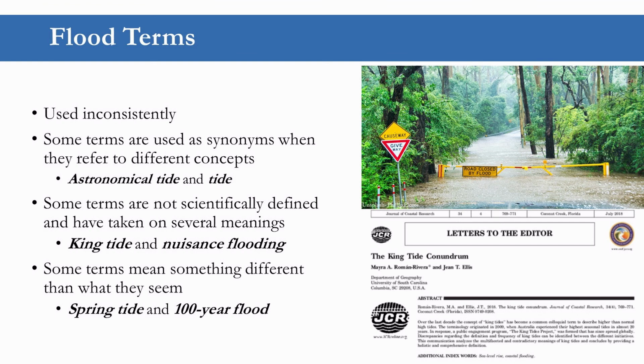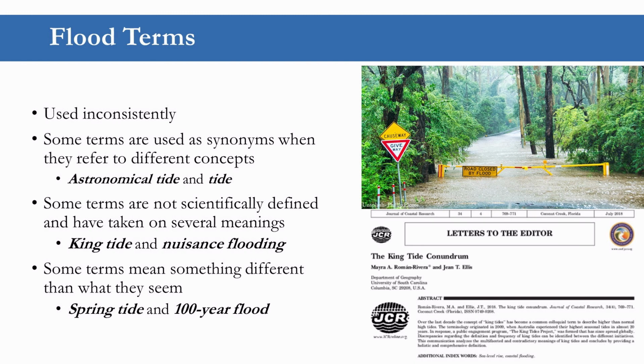Terms related to flood hazards have been used inconsistently by professionals and the general public. Some terms are used as synonyms when they refer to different concepts, an example being astronomical tide versus tide. Some terms are not scientifically defined and have taken on several meanings. These words have become slang terms in our society, and a couple of examples are king tide and nuisance flooding.